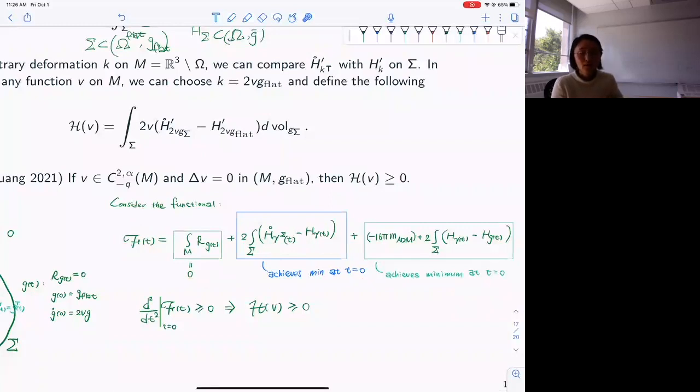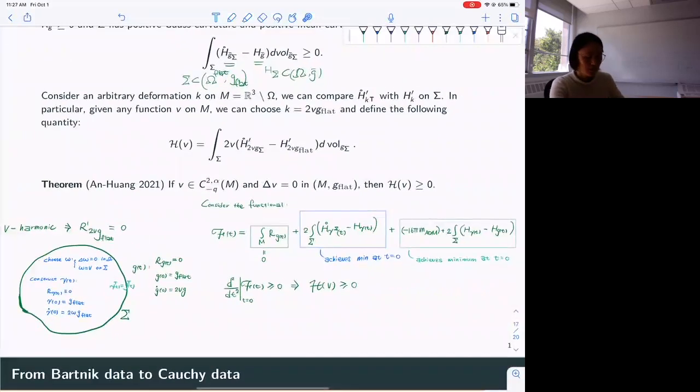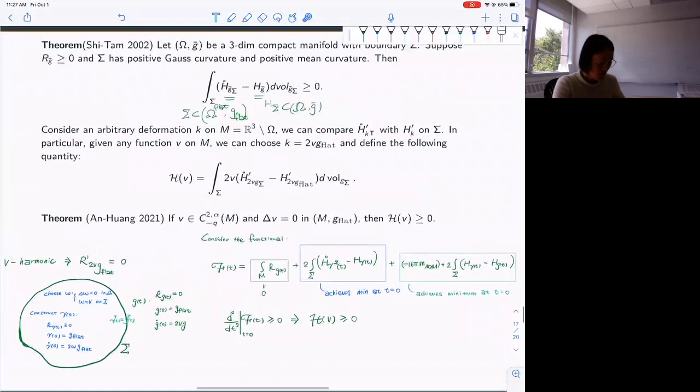So we take the second derivative, which must be non-negative, and we compute the second variation formula for this functional. We derive that this quantity HV must be non-negative. That's the idea of proving this linearized version of the Shi-Tam inequality.